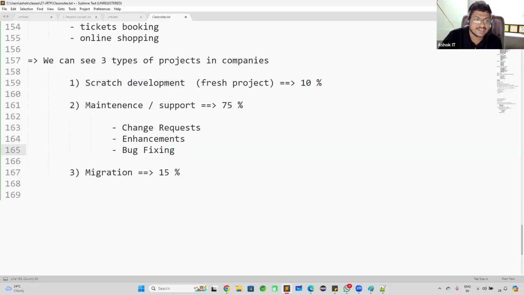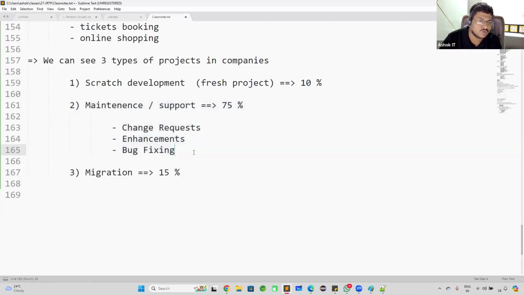Okay, good. Next one, maintenance projects are available. Maintenance projects, nothing but code is already available. Somebody already developed that code. You need to understand the code which is already implemented by the other developer. You need to execute the code. You need to identify where the problem is. You need to fix it. That means you need to make changes in the existing application.